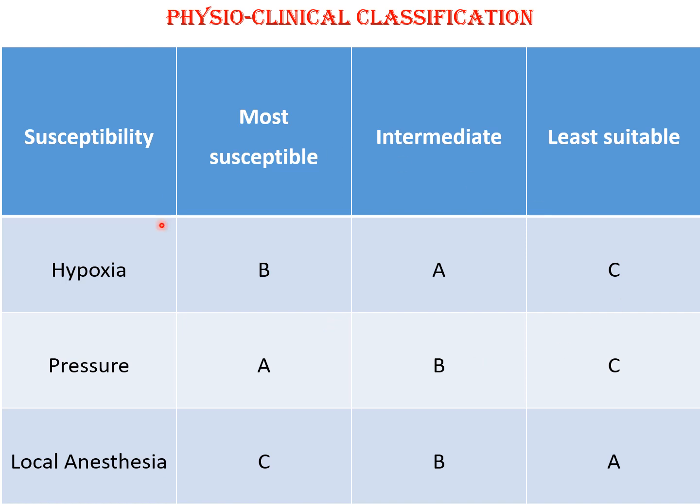So this is a tabulated form of the physioclinical classification. For hypoxia, B fibers are the most susceptible and C fibers are least susceptible and intermediate is A. For pressure, A fibers are most susceptible and C fibers are least susceptible and intermediate is B. And for local anesthesia, C fibers are most susceptible and A fibers are least susceptible and B fibers are intermediate.